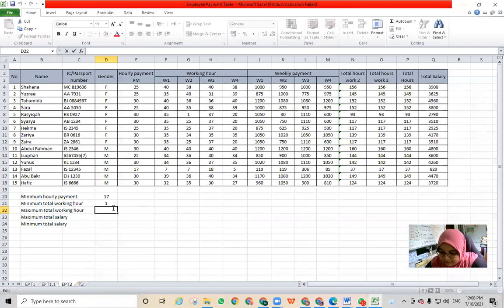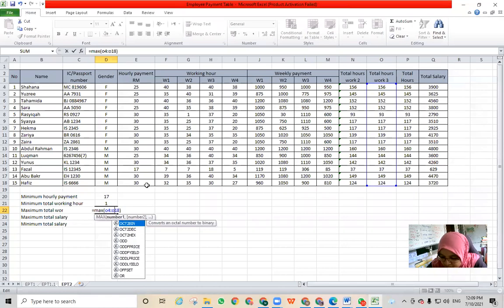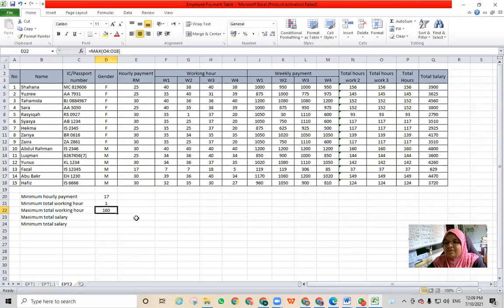Okay, so what's the formula? Can you tell me the formula now? Equal to min or max, O4 bracket. Okay, you want to choose O4 until O15. Close the bracket. This is the letter O or zero? Be careful, yeah. It's the letter O. So 60 is the minimum total working hours.